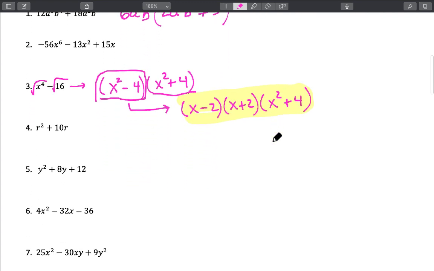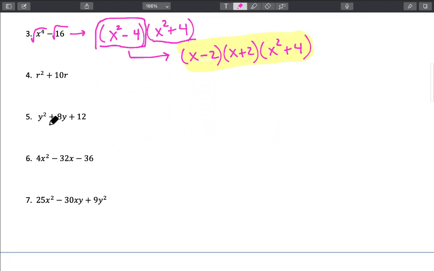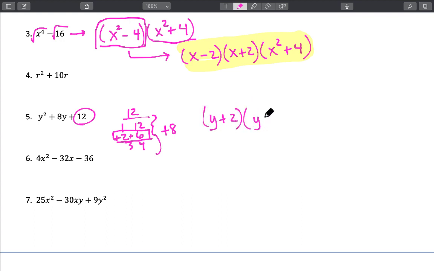All right, let's move on to a trinomial. Here's a trinomial that has no greatest common factor. It doesn't fit into any of our patterns, and I'm just going to factor it with my leading coefficient equal to 1. So I'm looking for factors of 12 that combine to be positive 8. So that's 1 and 12, 2 and 6, 3 and 4. The ones that combine to be 8 are 2 and 6, and they both have to be positive. So my two factors are y plus 2 and y plus 6.